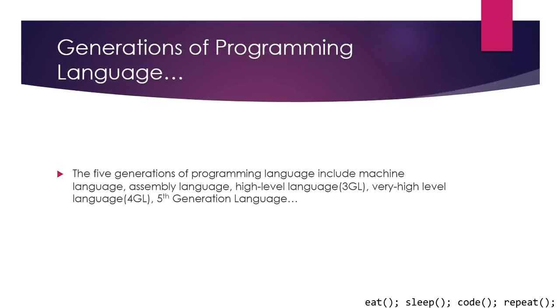Okay, the fifth generation is basically related to artificial intelligence and stuff like that. Okay, Prolog is an example. Visual Basic is also an example of the fifth generation. Python is a third generation language which has some of the characteristics of the fourth generation. You're going to see every generation in detail.